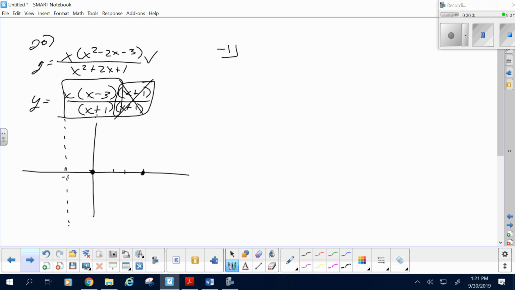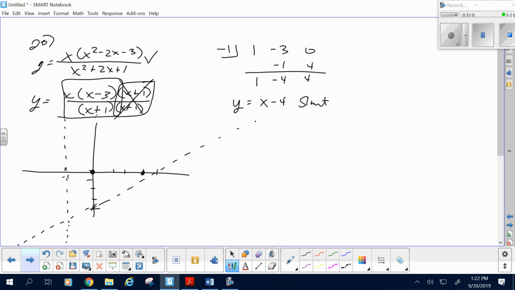Synthetic. All right, so x squared minus 3x and no constant. So 1, 4, 4, 4. I feel like this is y equals x minus 4 is the slant. Yeah? 1, 2, 4, which means that probably looks like this. All right, so the skeleton of my graph looks like this.